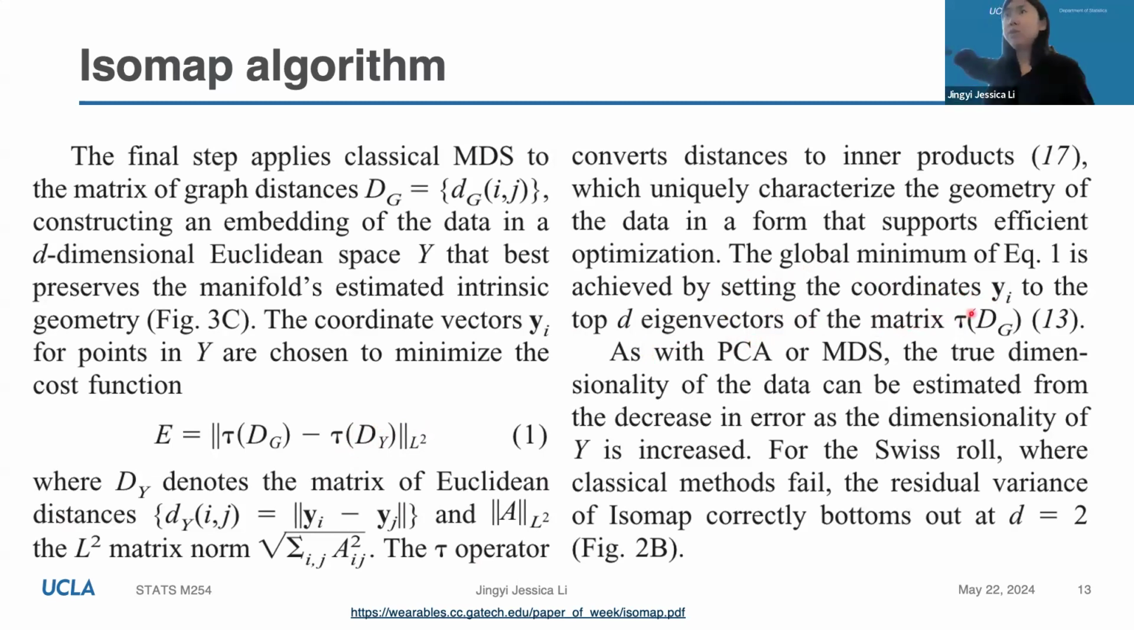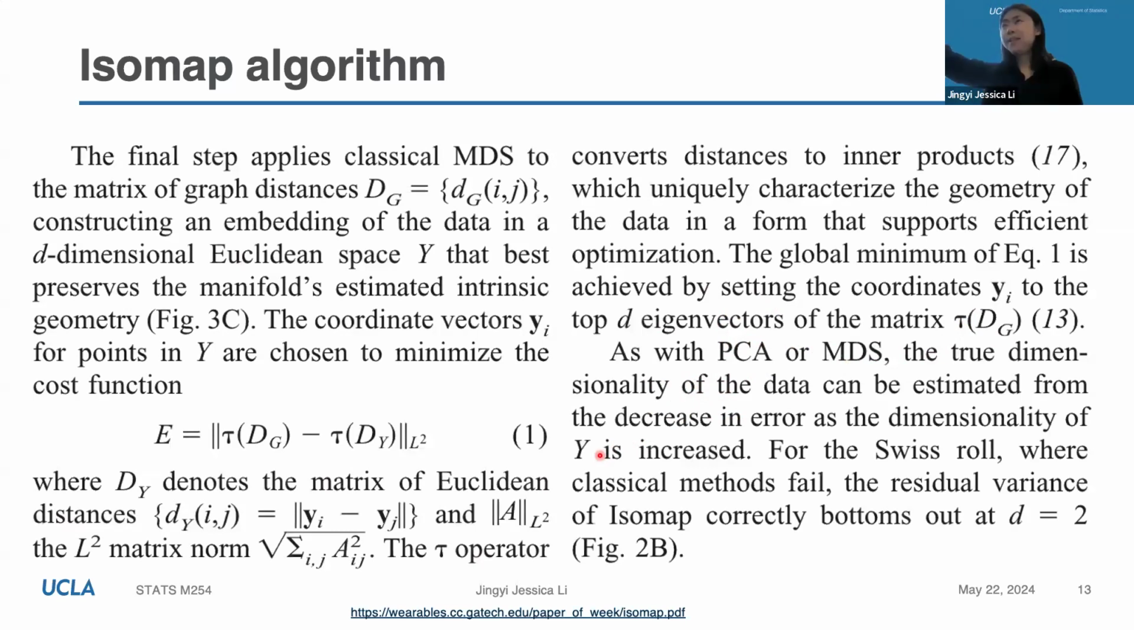This is exactly what we do in classical MDS. You input DG, the graph distance matrix, convert it to a gram matrix by the tau operator, then do eigen decomposition. As with PCA or MDS, the true dimensionality of the data can be estimated from the decreasing error as the dimensionality of Y increases.